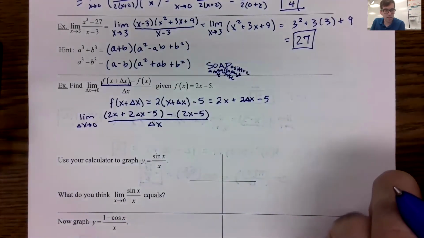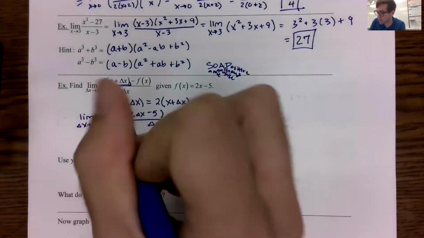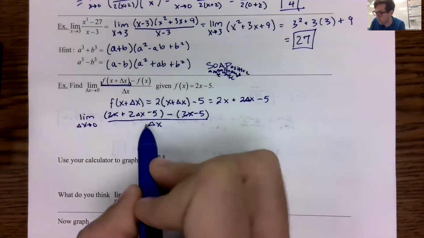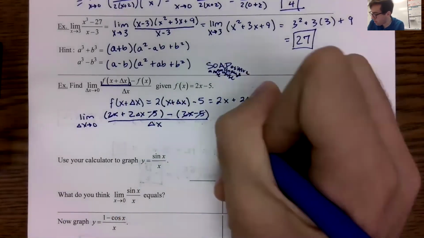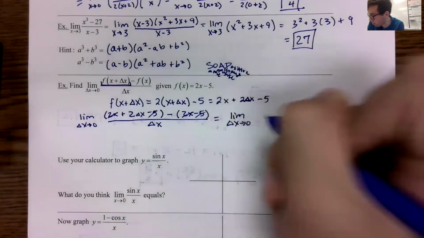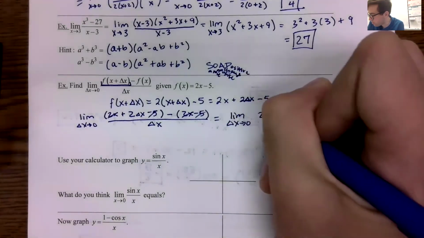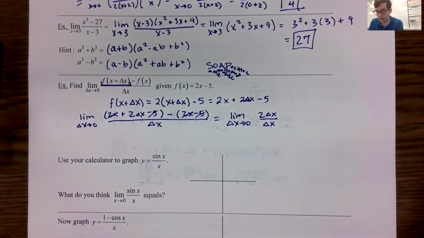Now I'm going to see if we can cancel anything out. So we have 2x minus 2x. And we have negative 5 minus negative 5. Beautiful. That goes away. So we end up with the limit as delta x approaches 0 of 2 delta x over delta x. That is pretty nice.